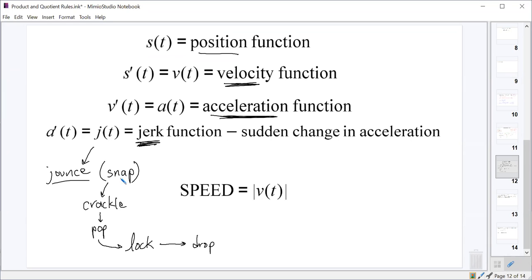That's right. The derivative of snap is crackle. Derivative of crackle is pop. Snap, crackle, pop, lock, drop. What's the derivative of drop? Those of you that are tennis players or badminton players out there should know this one. Smash? Nah, it has to do with drop. But that was good. That was reasonable.